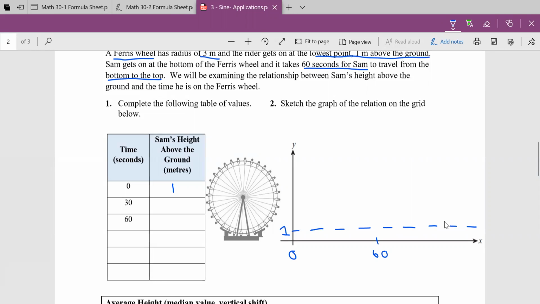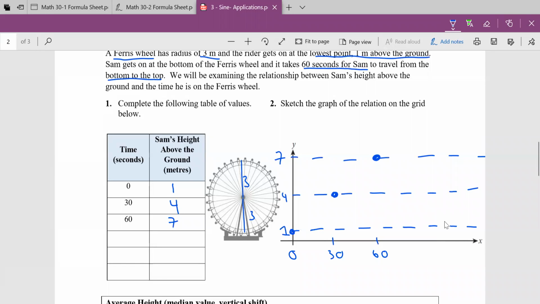Well, the radius is 3 meters. So that's this distance right here. It's 3 meters. And that is now going to be right here. So at 4 meters, it takes them 30 seconds to get around. So at 30 seconds, they're right there. At 60 seconds, they're at the top of the wheel. Well, if the radius is 3, Sam's going to go up another 3 meters, just like that. So at 60 seconds, they're at 7 meters.